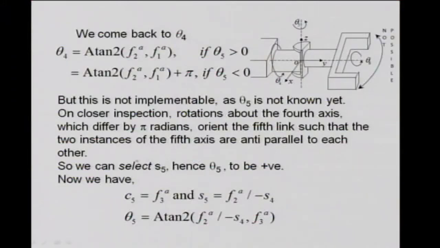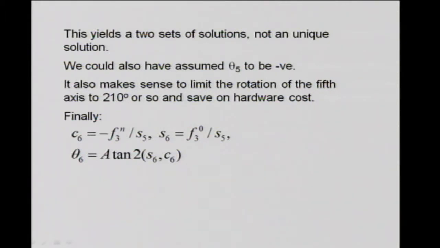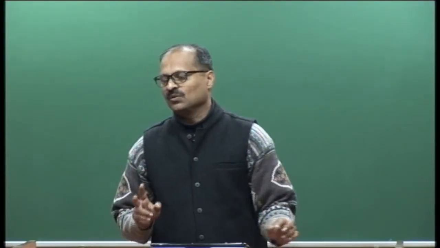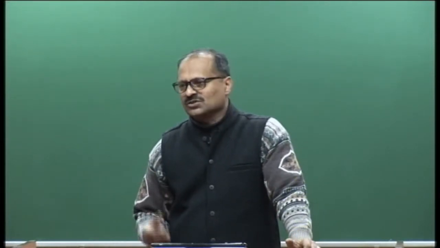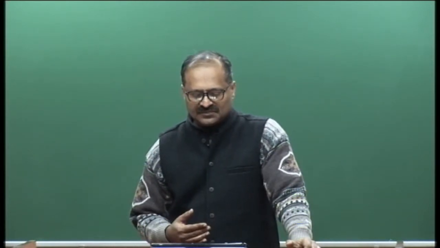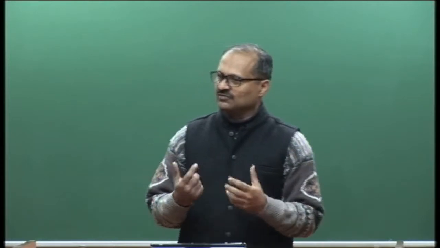So what we do is we select that S5, and hence theta 5, is always positive, okay. If you do that, then life becomes very easy. Then cosine of 5 is F3a and S5 is equal to F2a minus S4, minus sine of theta 4. So theta 5 then becomes atan2 with this term in here. So we have everything under control. Now we note that this gives us two sets of solutions actually, okay. One with theta 5 being positive, or we could also assume theta 5 to be negative, so that will give you another set of solutions, okay.